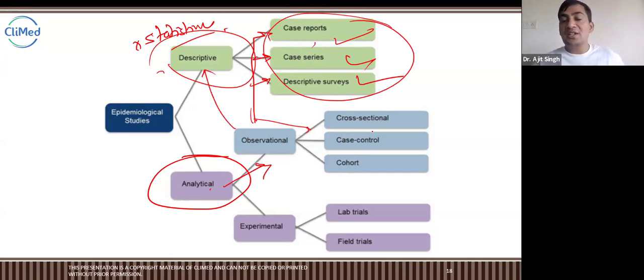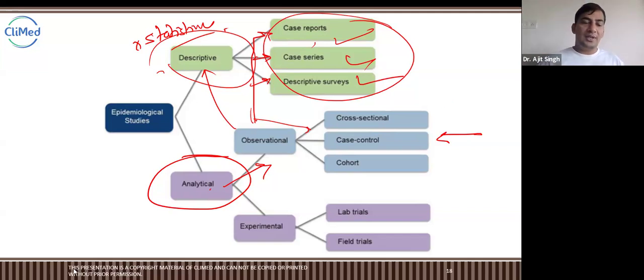So in observational there are cross-sectional studies. Cross-sectional studies means at one point of time. Case control means where we compare between cases and controls and we come to a conclusion. So case control studies are usually backward studies.